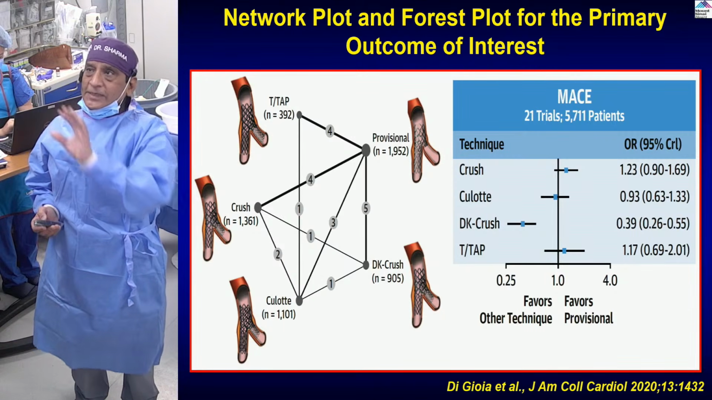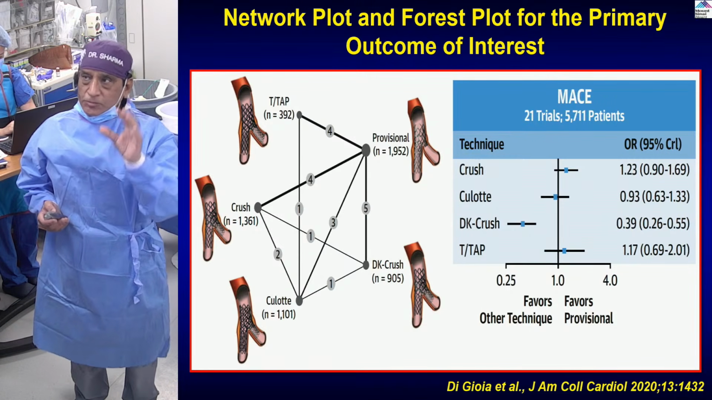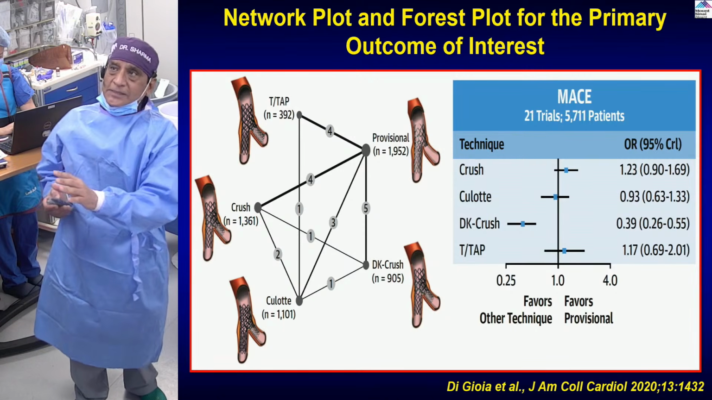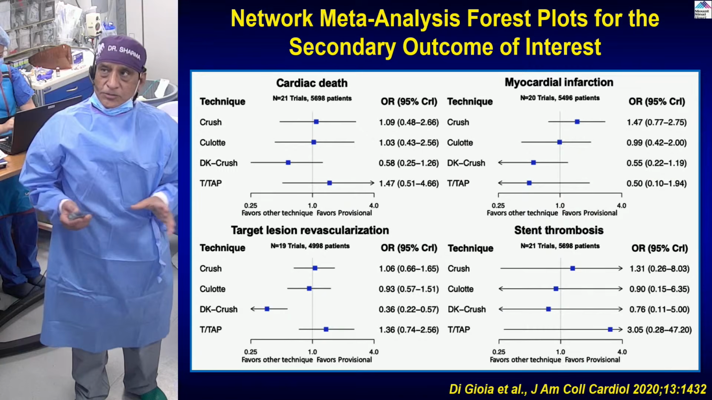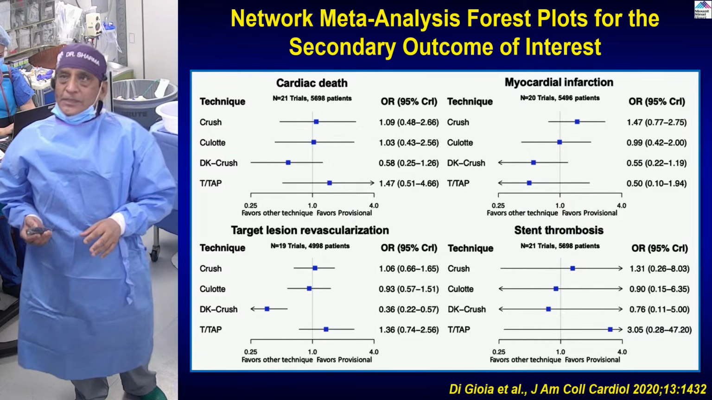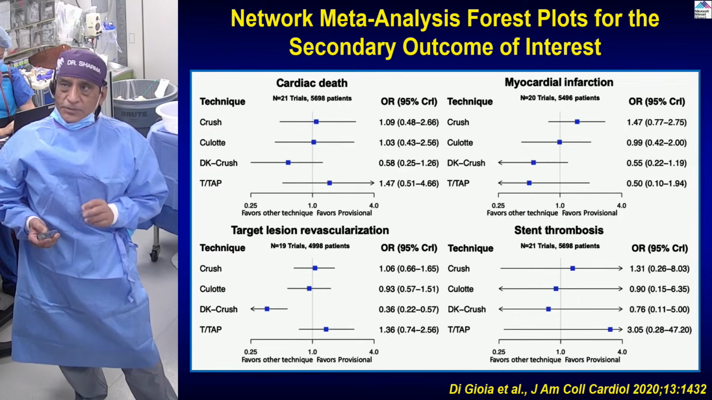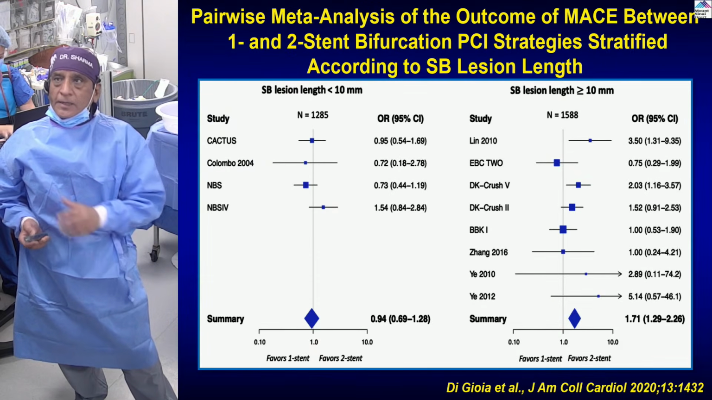And this is actually the key slide. It shows that all the trials showed DK crush is superior compared to the provisional or non-DK crush technique, as you can see here. Others are still not harmful, but DK crush shows superiority. Individual endpoints are shown here: myocardial infarction, TLR, stent thrombosis, particularly TLR. DK crush was superior compared to the contemporary techniques.